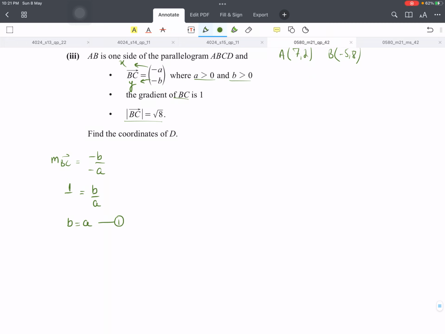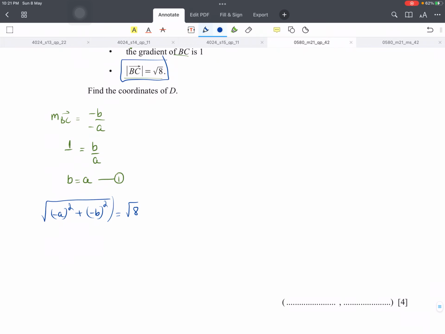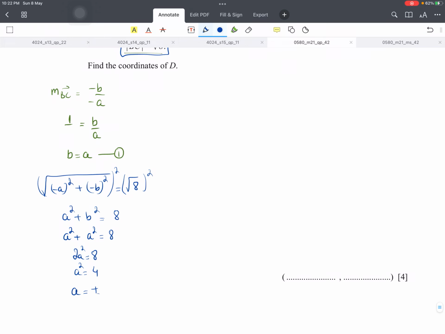This is one equation which clearly isn't sufficient for us to find the value of a or b. However, we're given the magnitude, which is root 8. That means the square root of minus a squared plus minus b squared is equal to root 8. Once we square both sides, the square root gets cancelled out, and we're looking at a squared plus b squared equals 8. Since b is equal to a, I can replace b squared with a squared. Now we're looking at 2a squared equals 8, which means a squared is equal to 4, which further means that a is equal to plus minus 2.